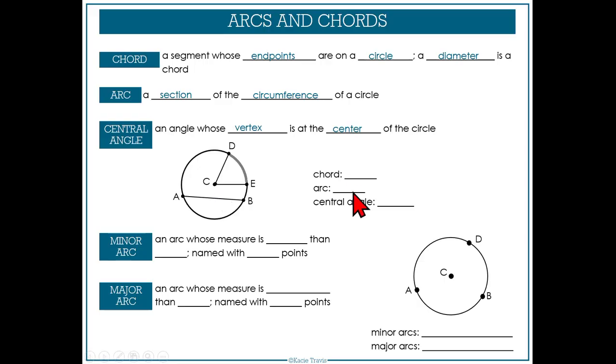Now, just going over a couple of examples here. We're talking about a chord. That is a type of line segment. So you're going to see that line segment symbol up there, and then the names of the two endpoints. So this is chord AB.